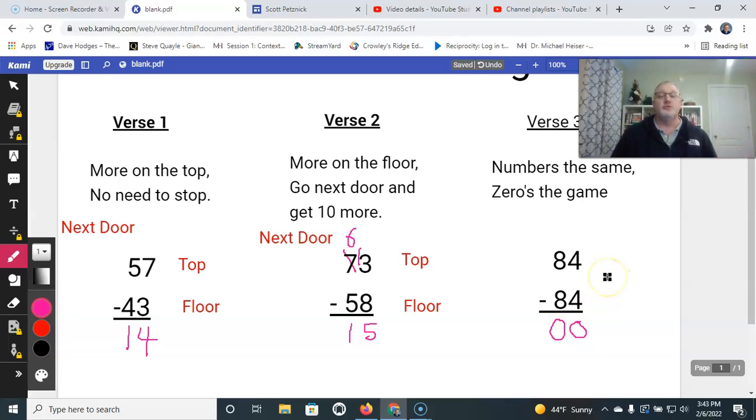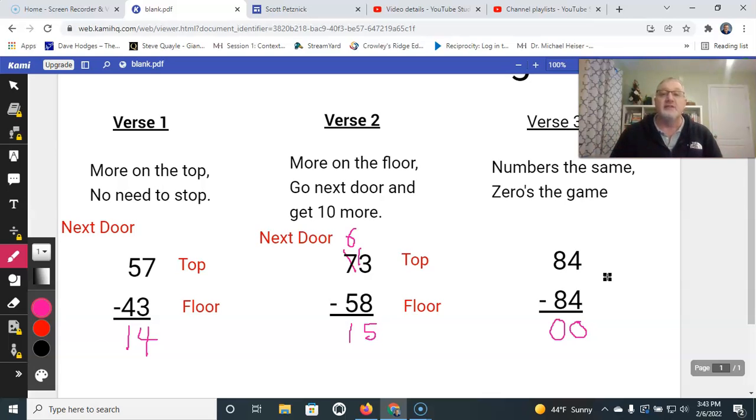Now I will use this vocabulary all the way through my subtraction teaching, all the time. My first question is, is there more on the top or is there more on the floor? Well, there's more on the floor, Mr. Scott. Well, then go next door and get 10 more. And we'll continue to use this vocabulary over and over again.